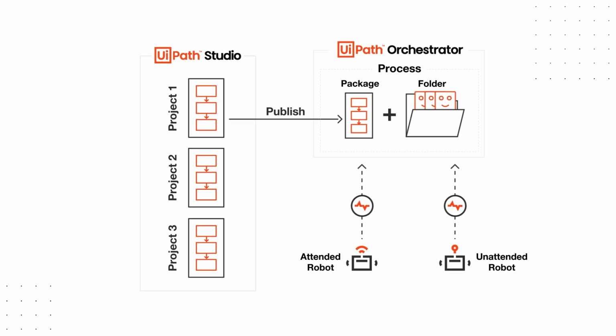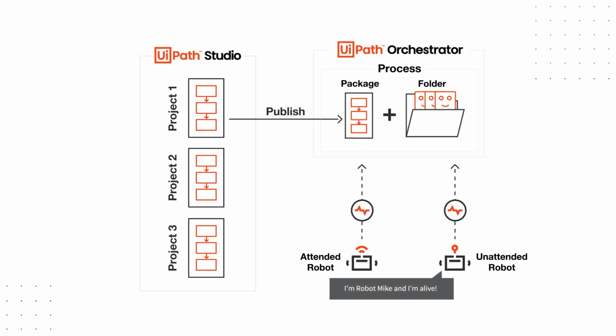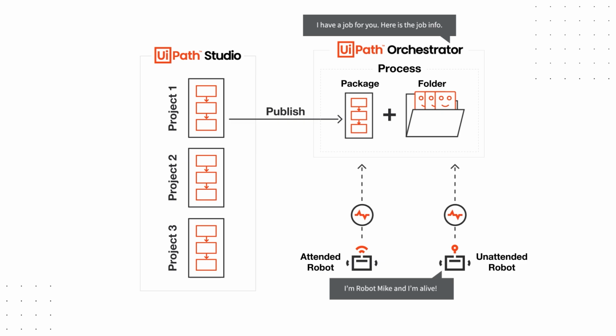This is done by the robot service component of the robot through a heartbeat mechanism. Every 30 seconds, the robot service sends a heartbeat to the orchestrator and waits for the orchestrator to respond. When there is a job to be done, the orchestrator responds to the heartbeat by passing the job info to the robot.